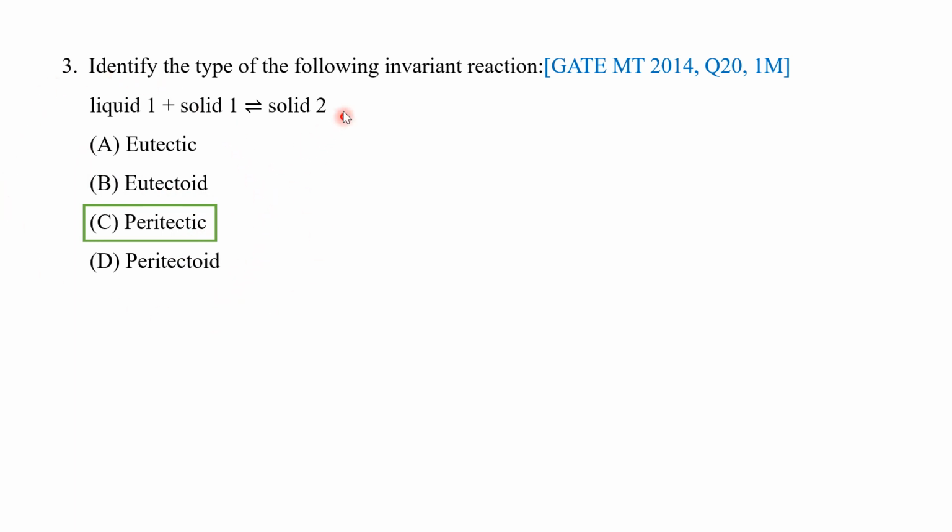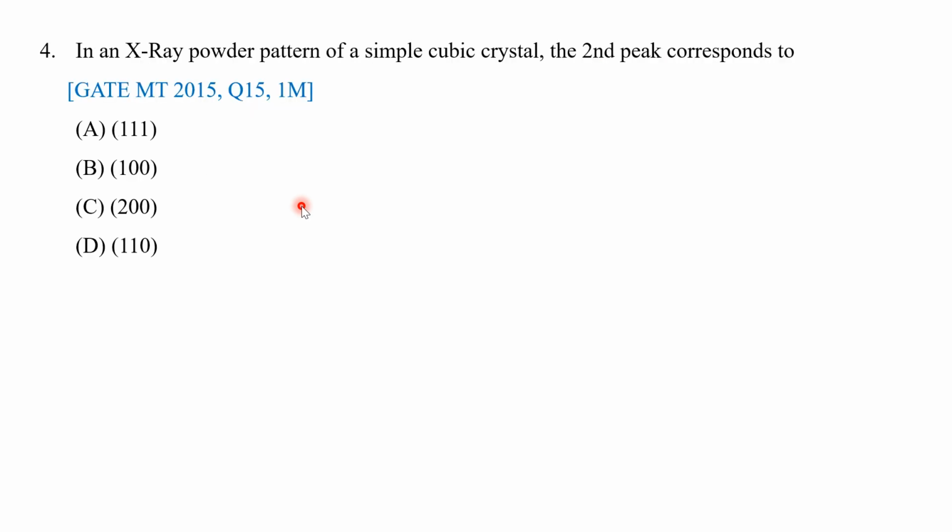So please familiarize yourself with the equations. A liquid 1 plus solid 1 can give solid 2, or they can give us L plus alpha reversible beta. So please familiarize yourself with these notations also. I hope this question is clear to all of you. Now we'll move on to the last question of today.